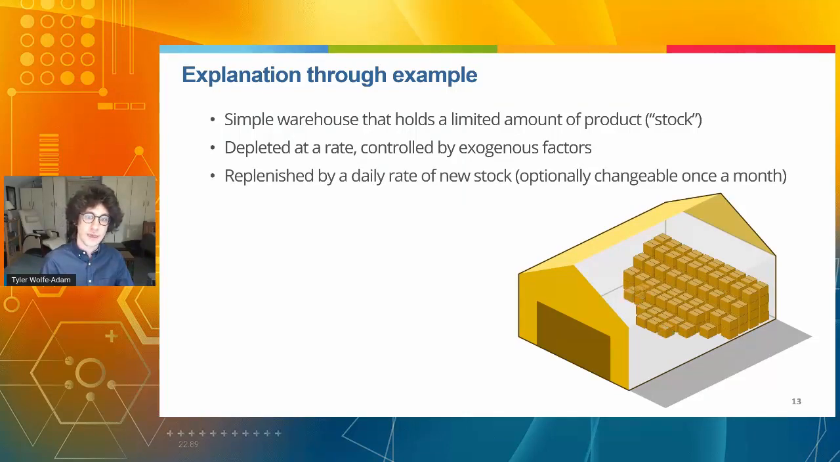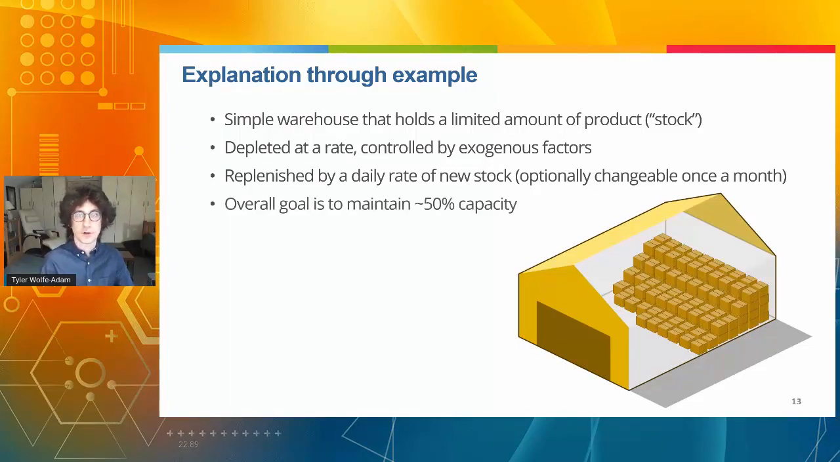However, we're replenished by a daily rate of new stock, which we can update once a month. So in other words, every month we could choose what we want our daily order rate to be, and that is what we'll be refilled with. And here we say that our overall goal is to maintain a 50% capacity. And that's to account for those fluctuations in case we reach a period where there's a higher amount of demand.